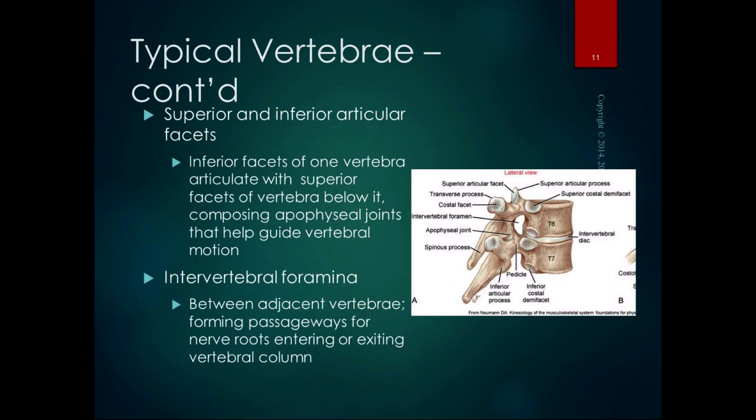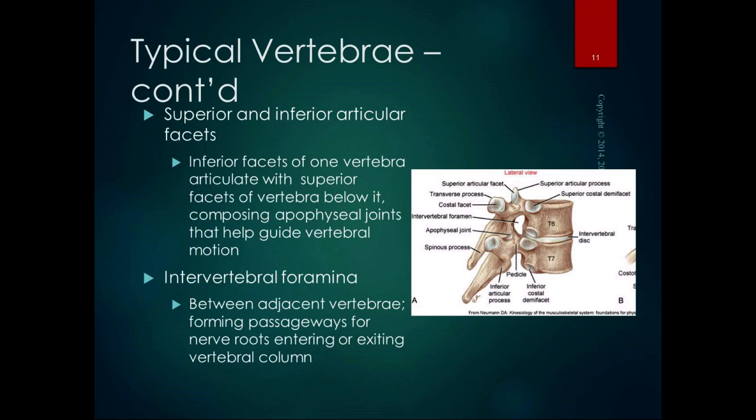All of the vertebrae have superior and inferior articular facets. You can say facets or facets, I don't care. Either one is acceptable, I say facets. The inferior facets of one vertebra articulate with the superior facets of the vertebra below it. Two facets together, one inferior of one vertebra and one superior of another vertebra, form a facet joint or an apophyseal joint. Those are two different names for the same thing. And those joints help guide vertebral motion.